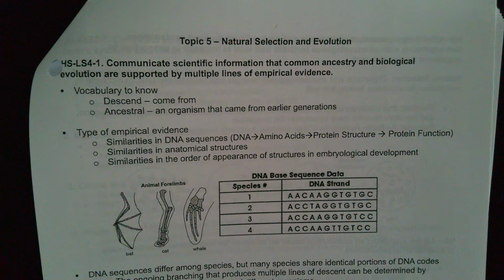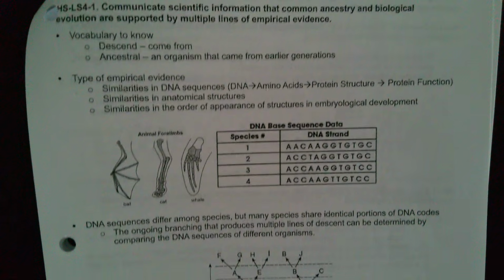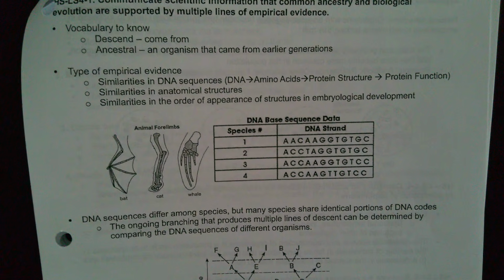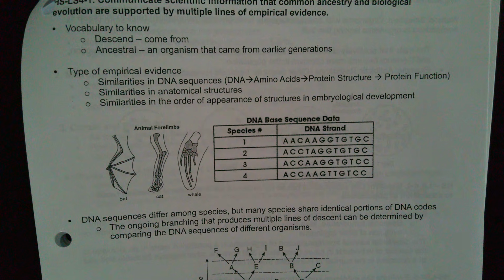Now moving on to the actual standard, we have 3 types of empirical evidence. Don't get hung up on the word empirical. Really all that we're doing is we're trying to look at the evidence that's provided either in model form or it might be in word form and trying to see if organisms are related. Our first one is DNA sequences. DNA is looking at our 4 bases, A, T, C, and G. We want to see how closely those DNA sequences match up.